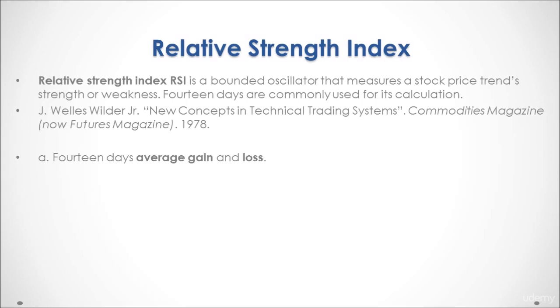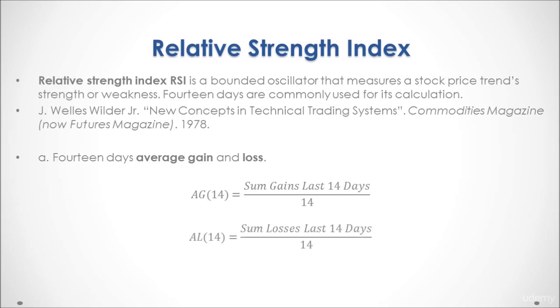Its calculation follows these steps. A. 14 days average gain and loss. 14 days average gain is equal to the sum of gains from the last 14 days divided by 14. 14 days average loss is equal to the sum of losses from the last 14 days divided by 14.